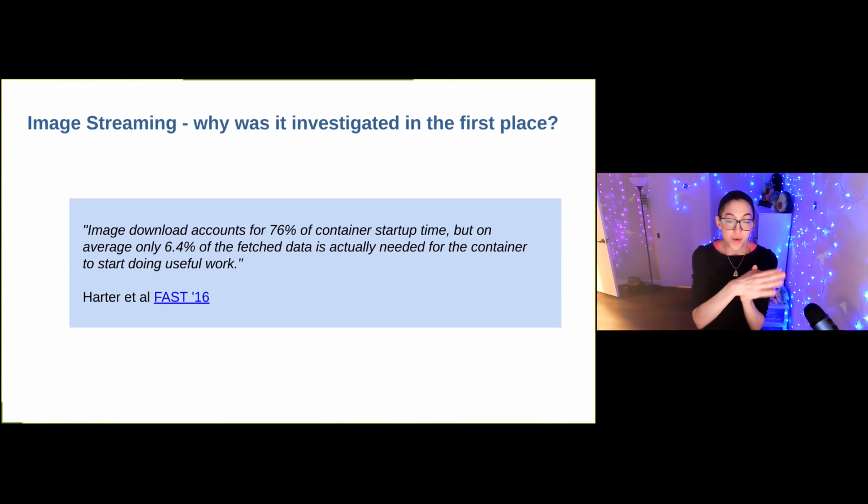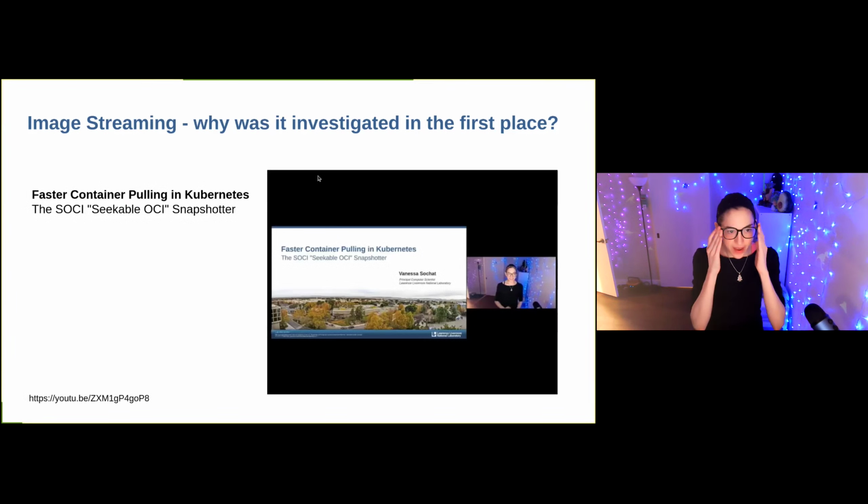And so you could wait for the whole thing. That's actually kind of like the naive strategy. But what they found is that only 6.4% of data is actually needed for the container to start doing useful work. So it's like, could there be a way to maybe just download the stuff that we need to start and then do an on-demand lazy loading strategy? So this was way back in 2016.